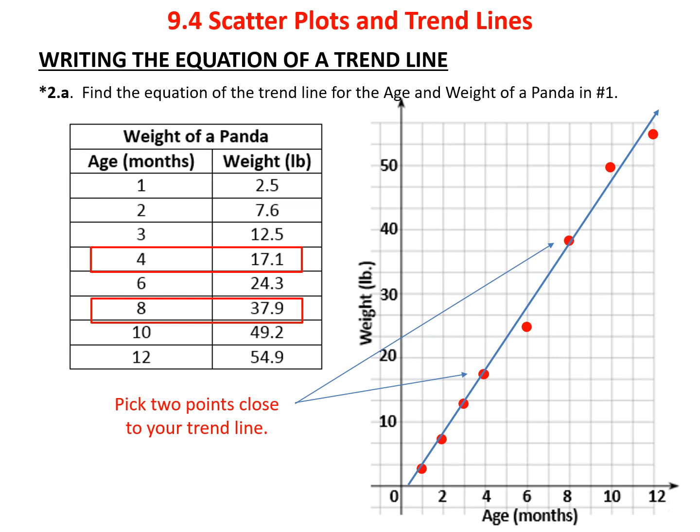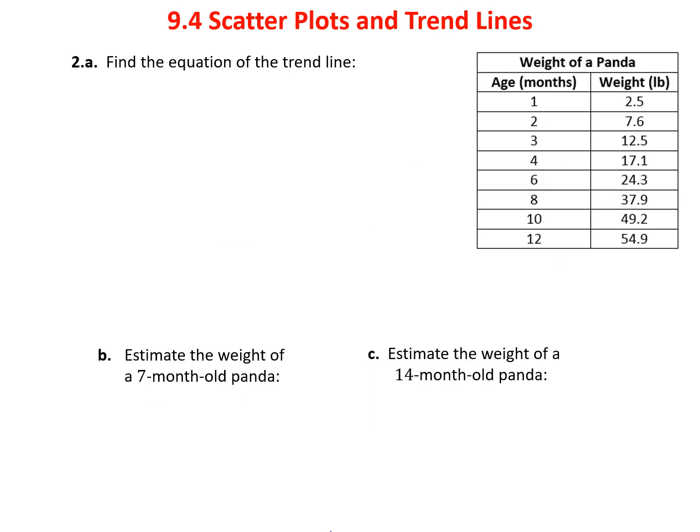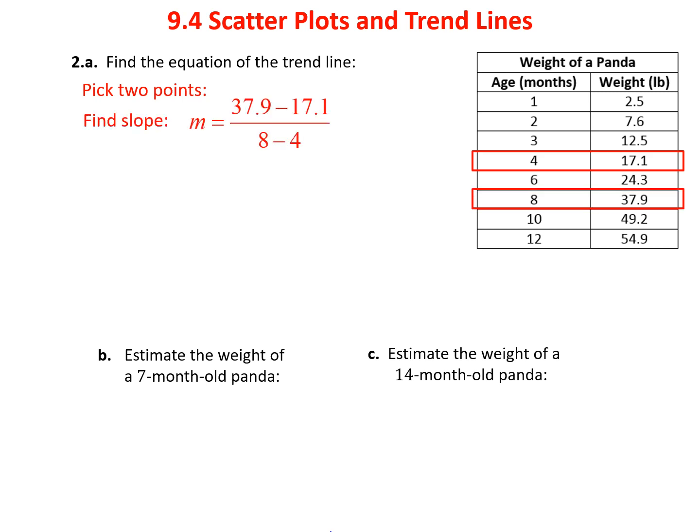So step 2 is to find the slope. First I picked my 2 points. Now I find the slope. 37.9 minus 17.1, the change in y, divided by the change in x, 8 minus 4. And so I get about 5.2 is my slope. That's the slope of my trend line.